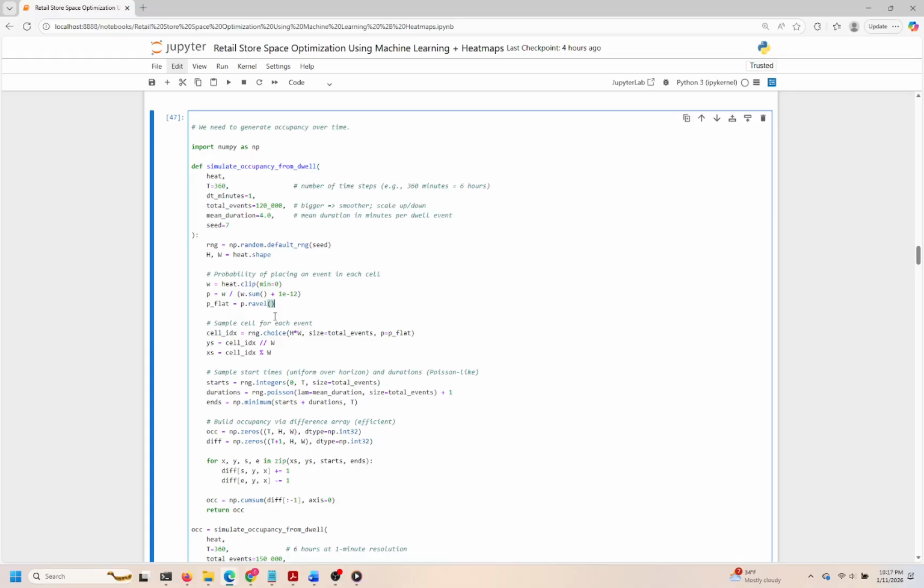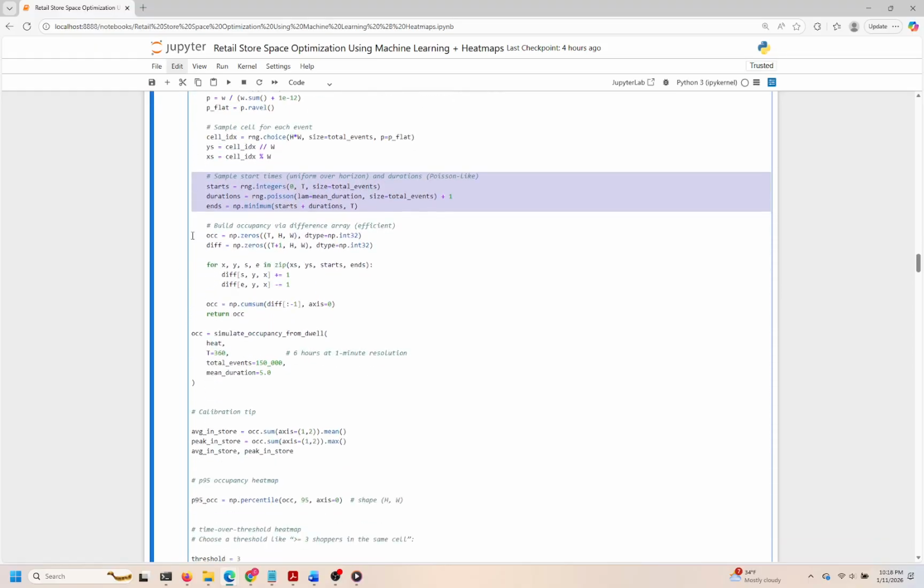After identifying the cells, we proceed to sample the start times for each event uniformly across the designated time frame, while durations are determined by a Poisson distribution, providing a realistic representation of how long each occupancy event lasts. The end times are calculated to ensure they do not exceed our defined time horizon. Next, the occupancy data is compiled into an efficient, cumulative sum array. This allows for a succinct representation of how occupancy changes over time without duplicating calculations. The function ultimately returns this occupancy matrix for further analysis.